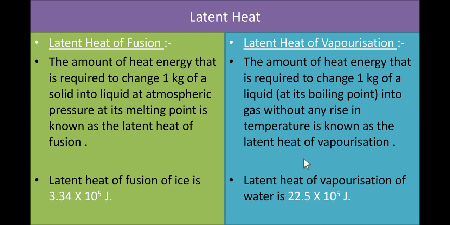This is because the particles in steam have absorbed extra energy in the form of latent heat of vaporization. We know that steam has an extra energy in the form of latent heat. Thus, when steam falls on our skin and condenses to produce water, it gives out 22.5 into 10 to the power 5 joule per kg more energy than boiling water. That is why steam causes more severe burns than boiling water at the same temperature.